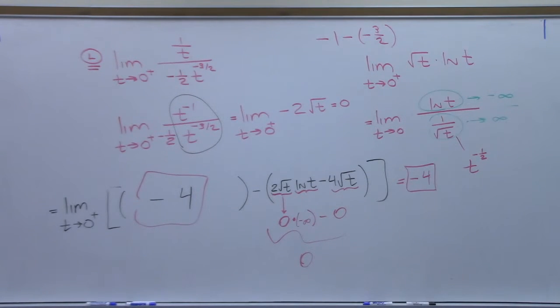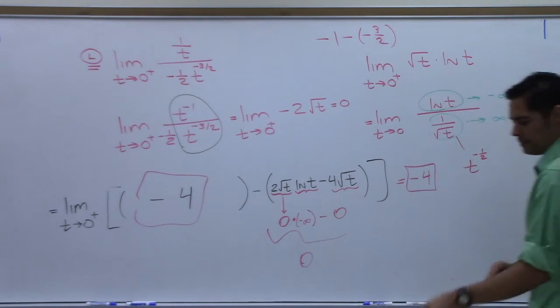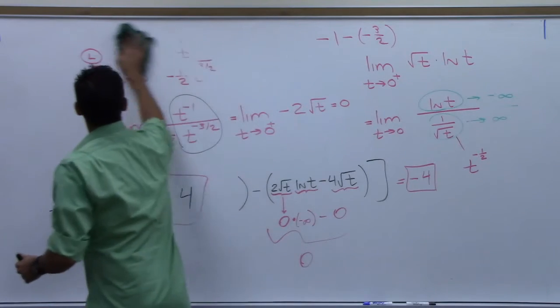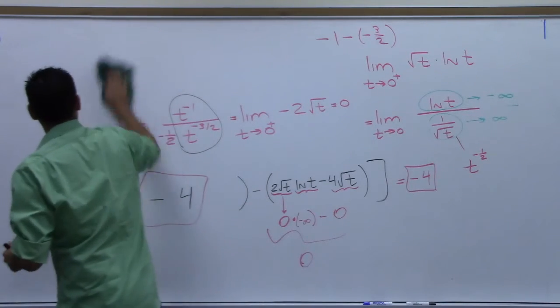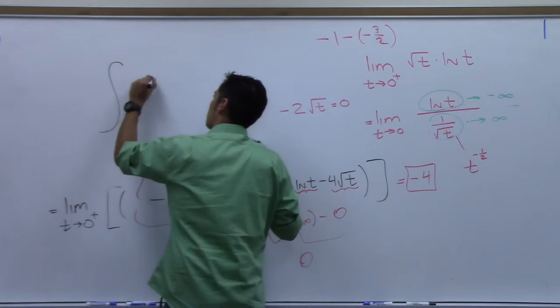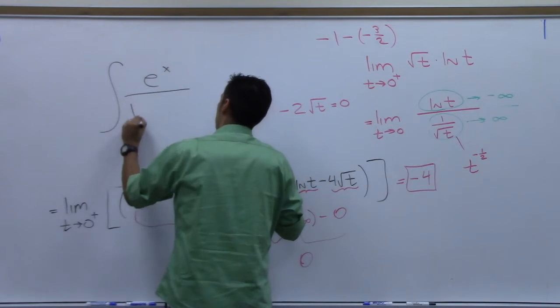Number 5, improper integral. 0 to infinity, right? Ooh, how are you going to integrate that? How would you integrate that? How many people failed this test? U sub? I don't remember.